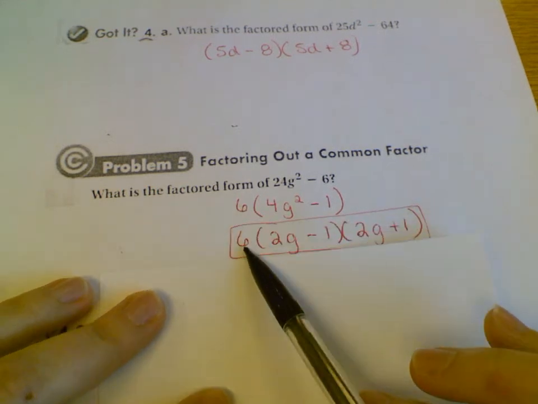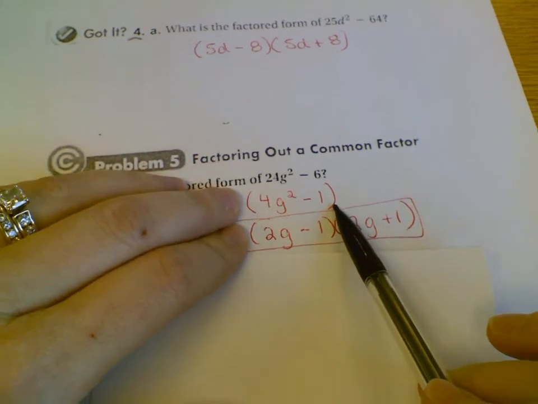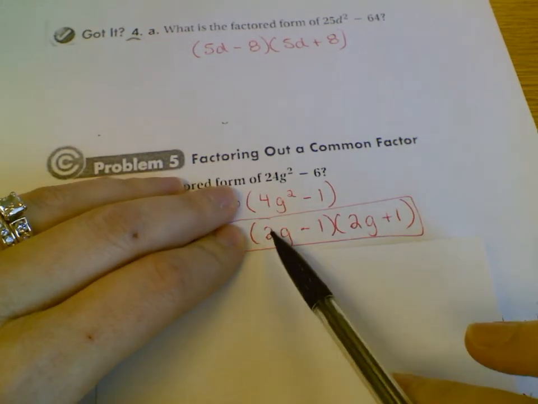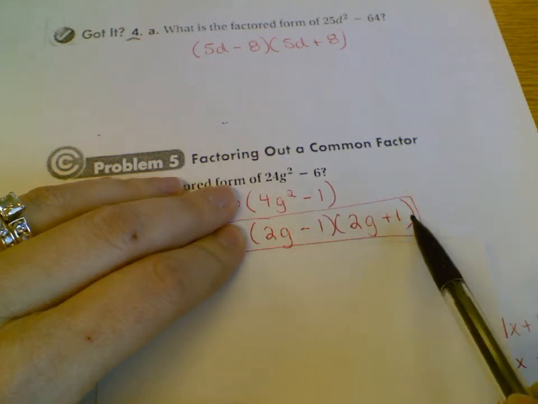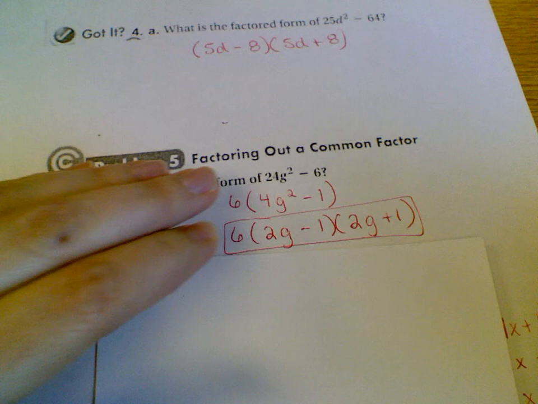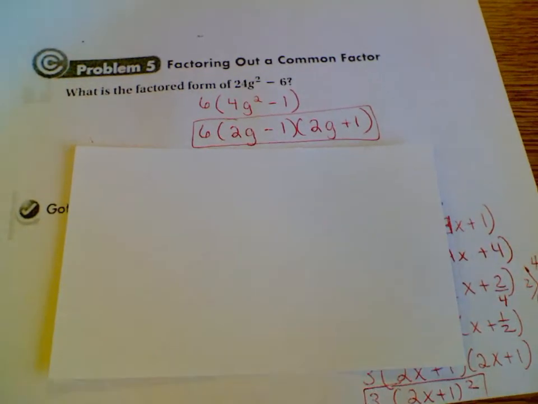So my 6 is going to stay put out in front, and then I'm going to factor this like we have been. So the square root of 4 is 2, so I'd write 2g at the beginning. Square root of 1 is 1, so I'd put 1 and 1, and then put a sign of each. Pause the video and see if you can do the last got it question.